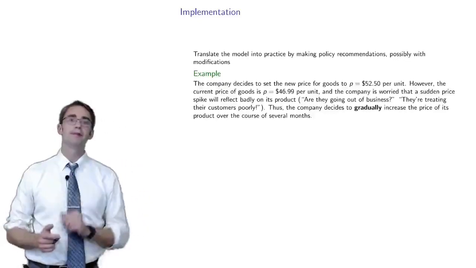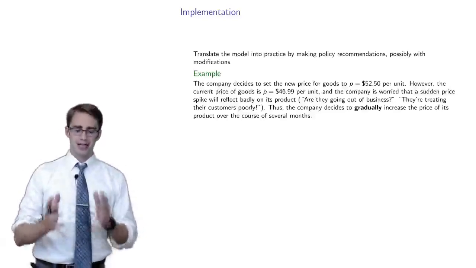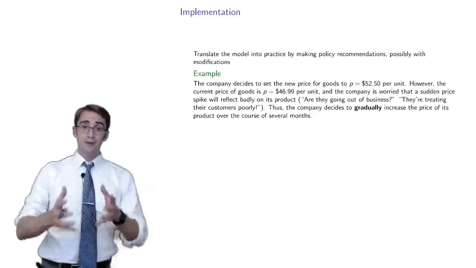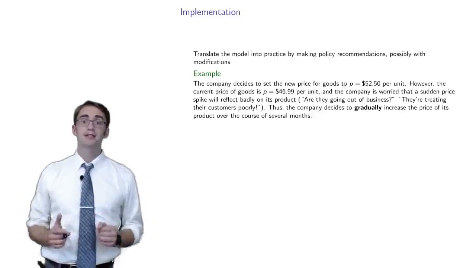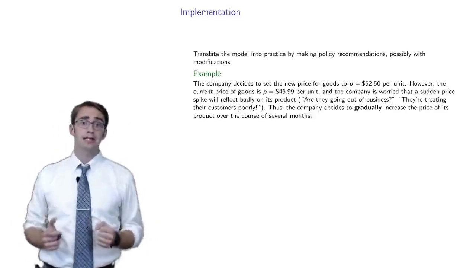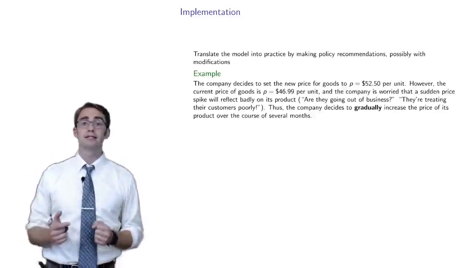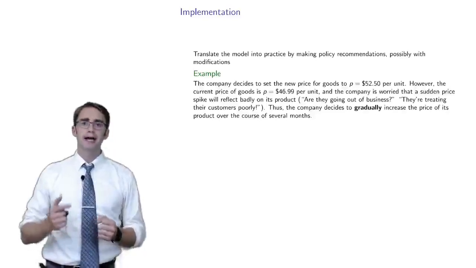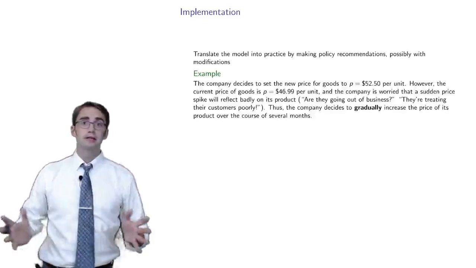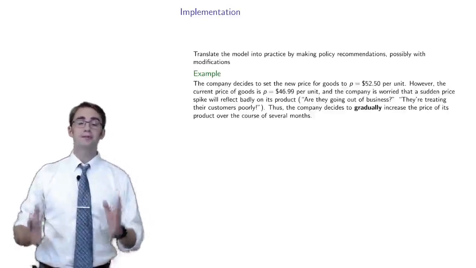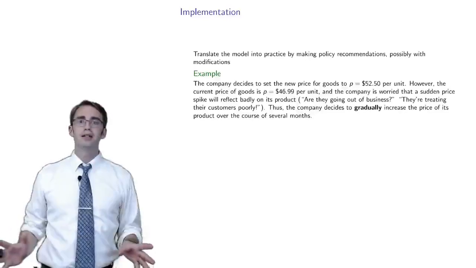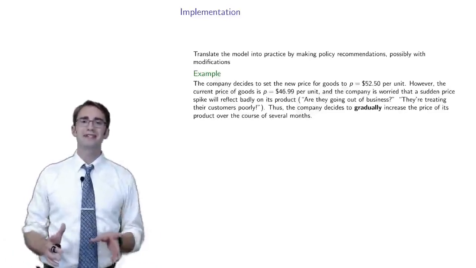The last stage is implementation. You take that model and you say, how am I going to actually do this in the real world, right? So we've already made a recommendation for the price. We've said the price that you should charge is $52.50 per unit. And let's say currently the price is $46.99 per unit. And the company says, I don't want to jump my prices up this big all at once because I'll get whatever nasty tweets, my customers will be upset, they're going to be worried that the company's going out of business, I'll lose my social capital, you name it, right? There's a whole set of things that might go wrong with that.